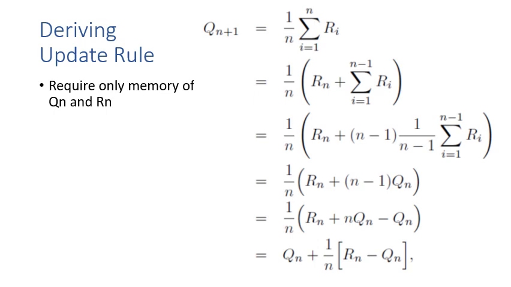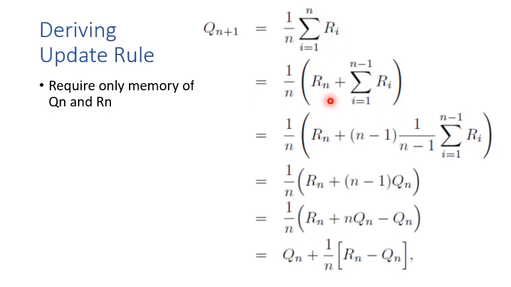Actually, Qn and Qn plus 1 have a recursive relationship. Let's derive this update rule. Let's start from Qn plus 1. Qn plus 1 can be formulated using sigma. Sigma means the summation of all Ri, with i from 1 to n.